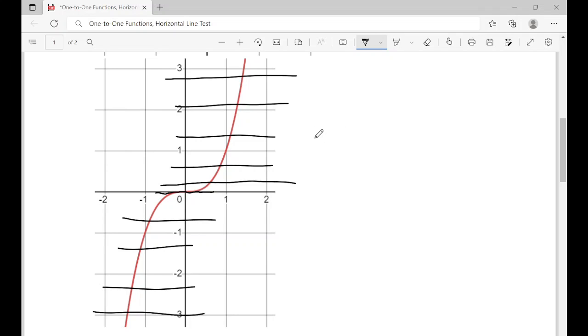Let me write it a little bit better than that. This is one-to-one.